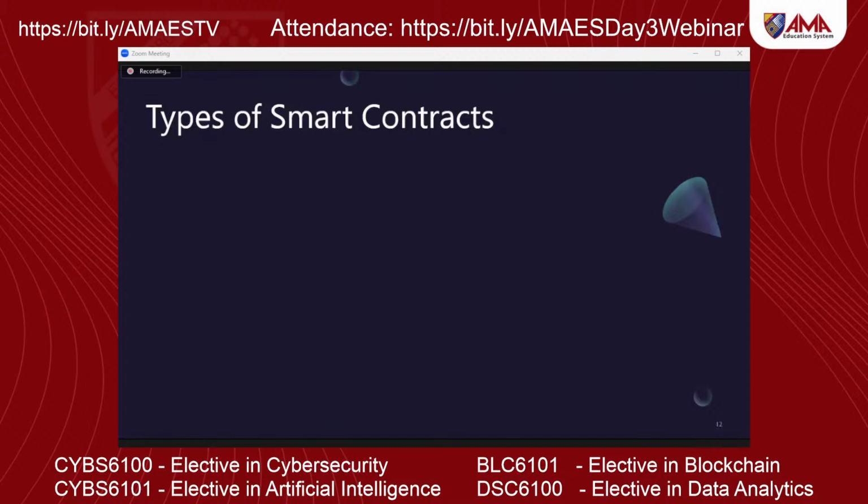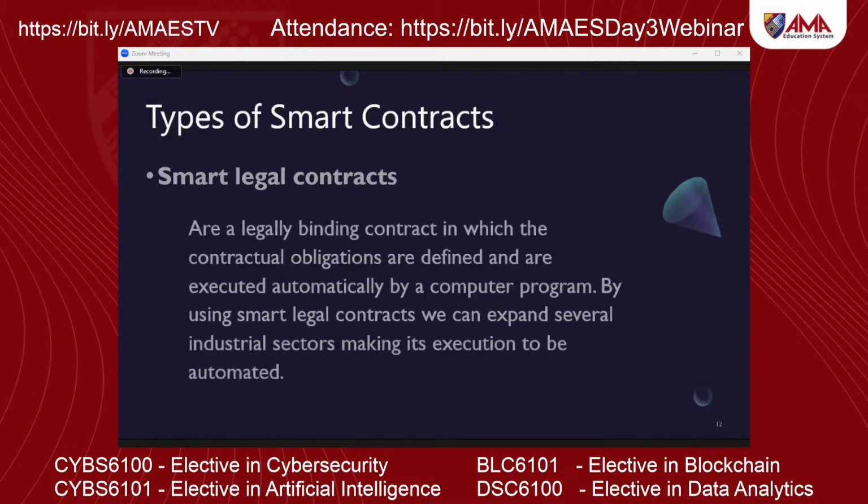There are types of smart contracts. Okay. First one, smart legal contracts. So smart legal contracts are legally binding contracts in which the contractual obligations are defined and executed automatically by a computer program. By using smart legal contracts, we can expand several industrial sectors and make execution automated.